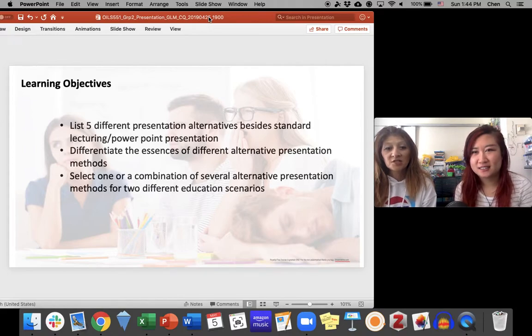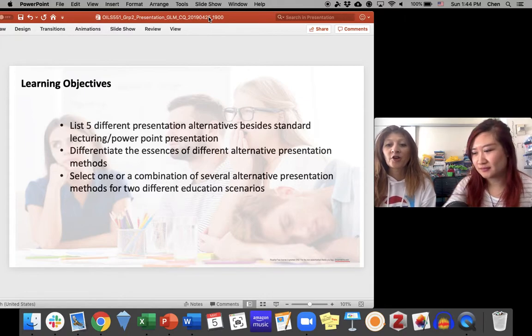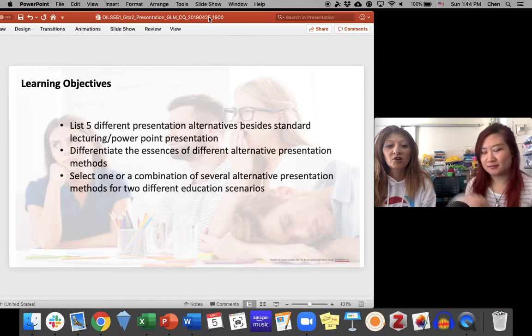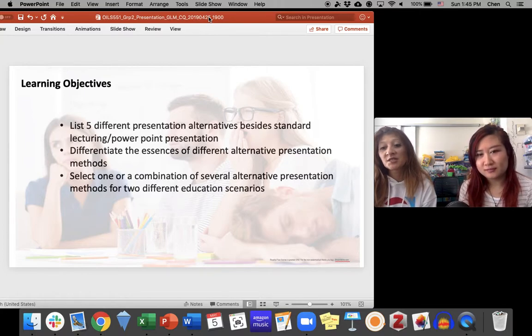So, the learning objectives that we have for you is to list 5 different presentation alternatives besides lecture and PowerPoint, to differentiate the essences of different alternative presentation methods, and select one or a combination of several of those alternative presentation methods for 2 different educational scenarios.